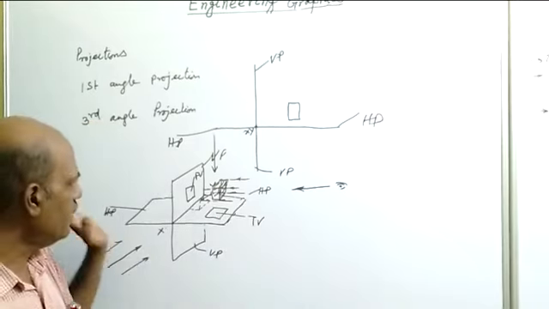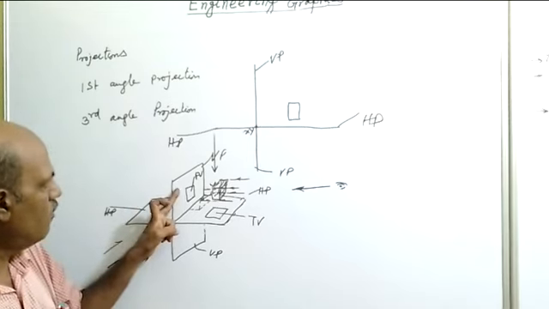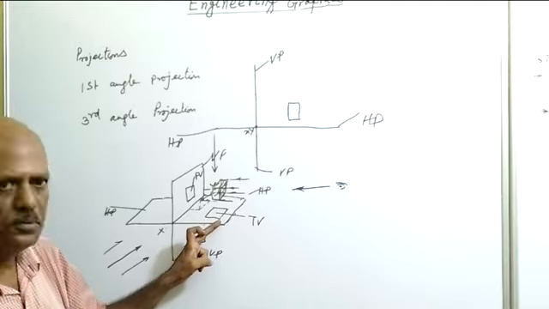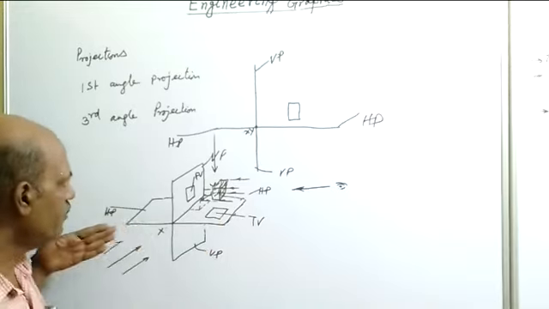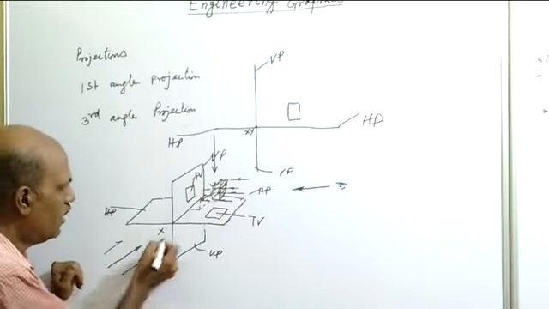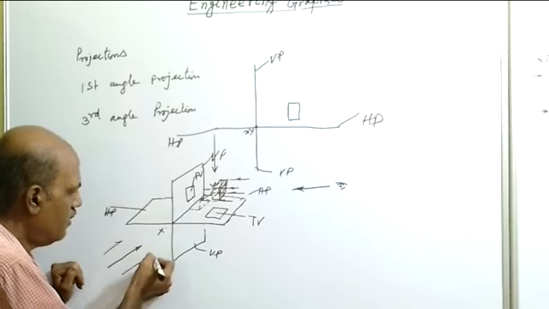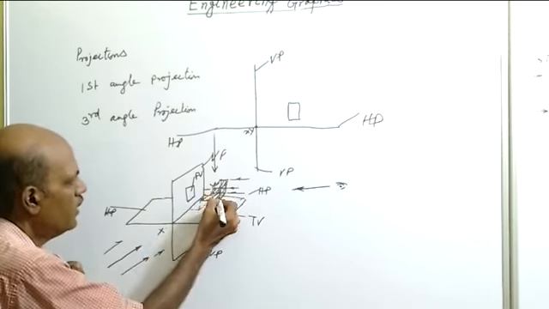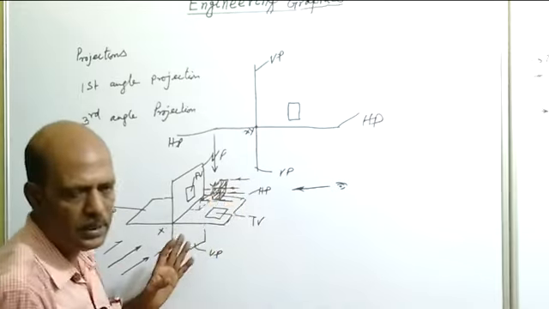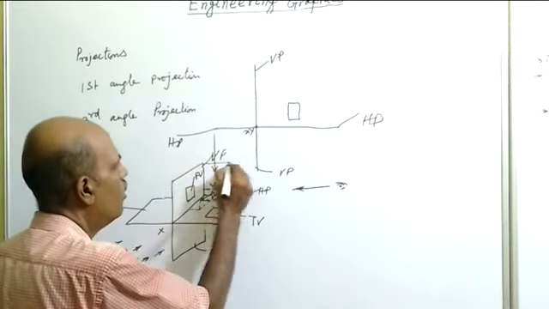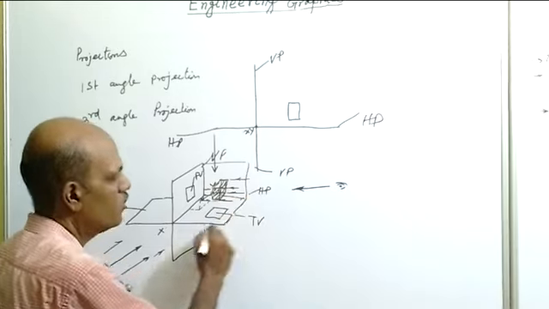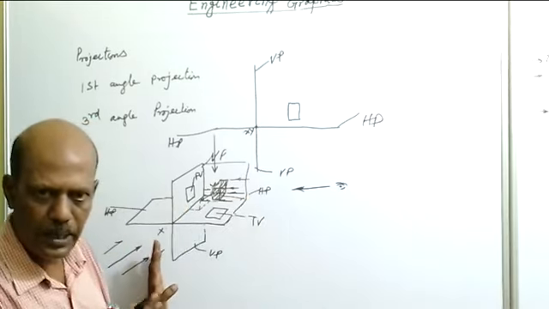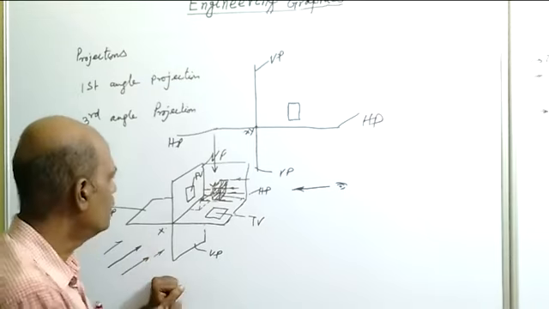Now after taking the images on the vertical plane and horizontal plane, that is front view and top view. Similarly, if the observer looks at the object from this angle, this side view, that is the left hand side view of the object, will be projected on PP. So we are not seeing PP. So front view and top view.